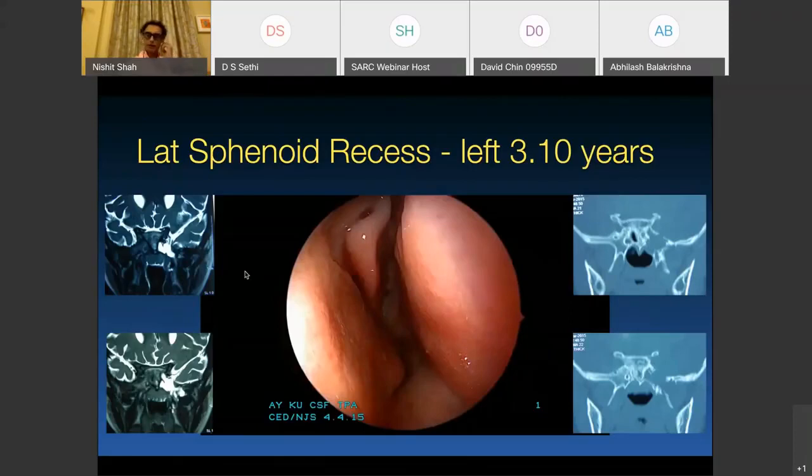So we're going to start with a relatively not straightforward, but an easier case. This is a large congenital defect in the lateral wall of where the sphenoid would be. The sphenoid itself is relatively non-pneumatized yet. So this entire area above the pterygoid has got a large defect. The child was about 3.5, with an intermittent CSF leak and a history of meningitis.